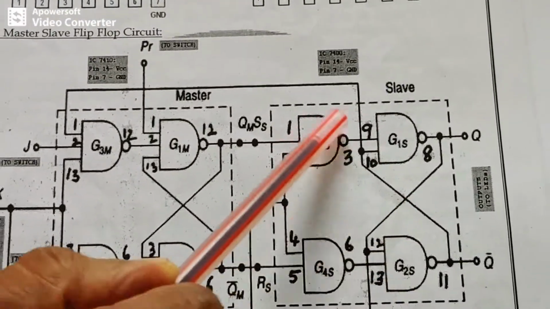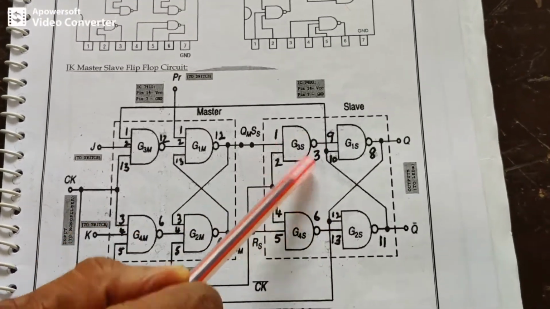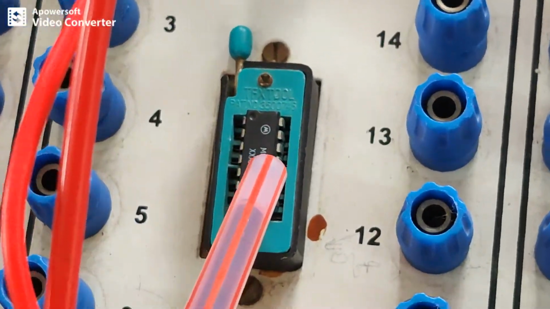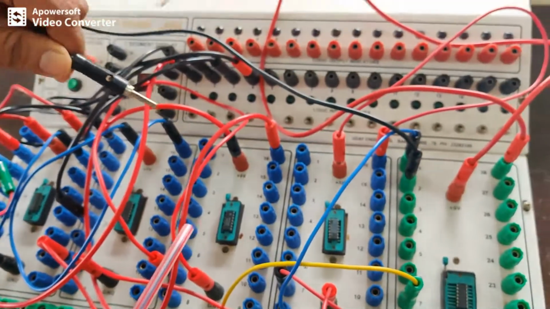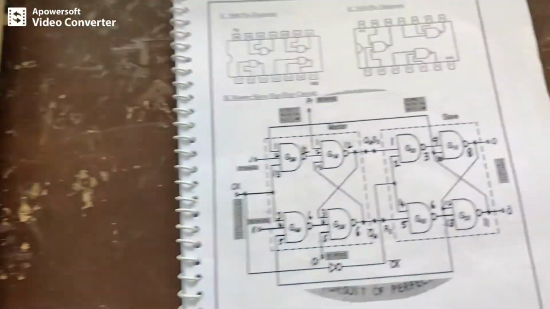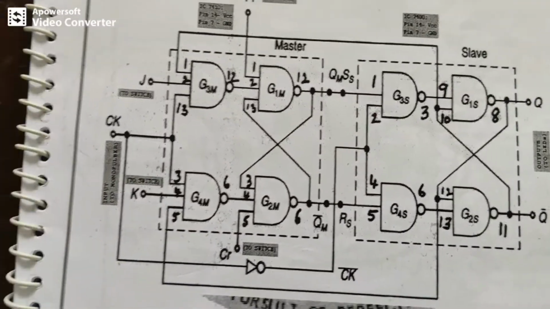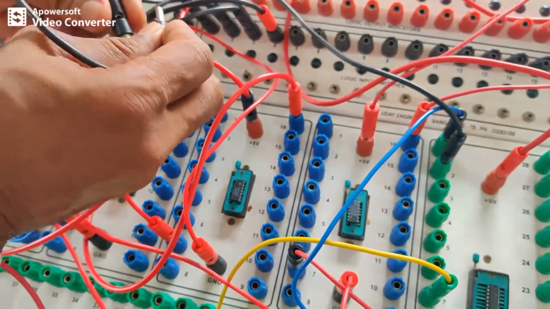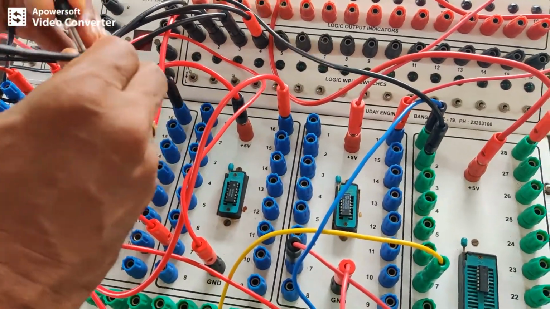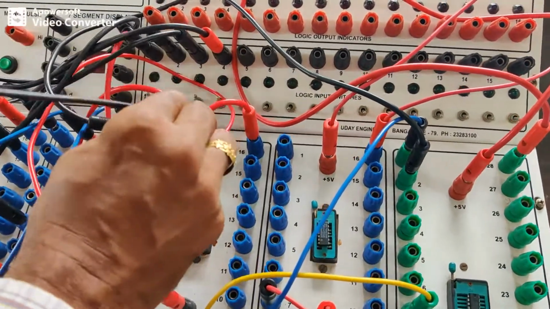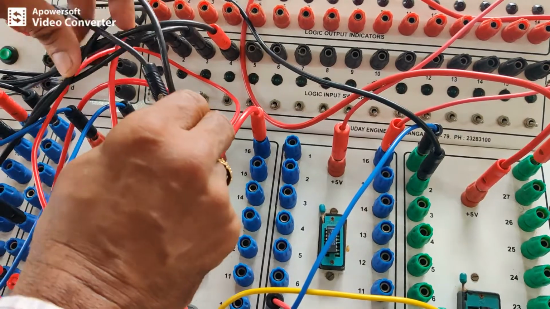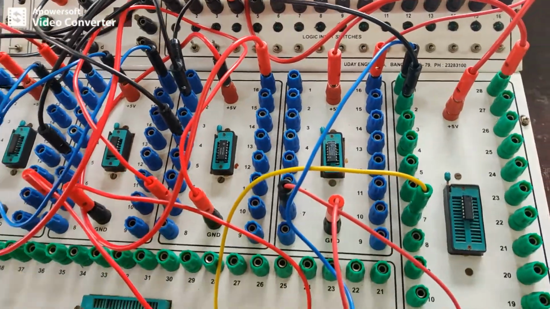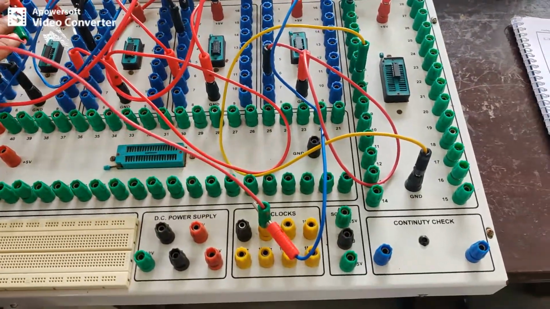7400 IC. So the 7400 IC is a 2 input NAND gate. This inverted clock goes to pin number 2, and from the same point it goes to pin number 4. So now you can see clock signal is given to the master section.